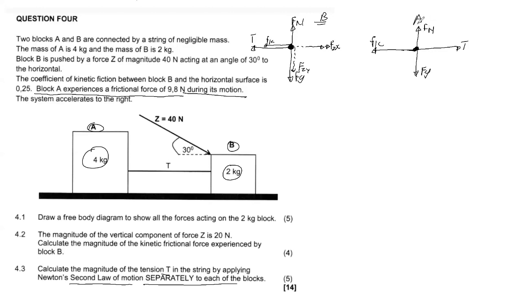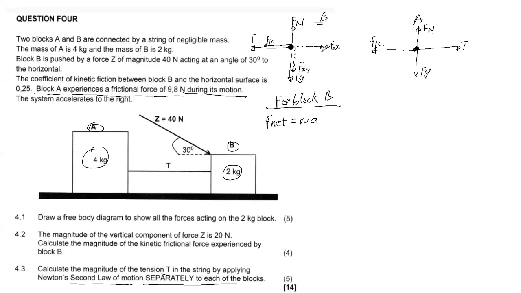Now, since we have the free body diagram for these two objects, this is how we're going to go about it. Let's say for block B, let's calculate our F net. For block B, we're going to say F net is equal to mass times acceleration. This is based on your Newton's second law. We are applying Newton's second law of motion.